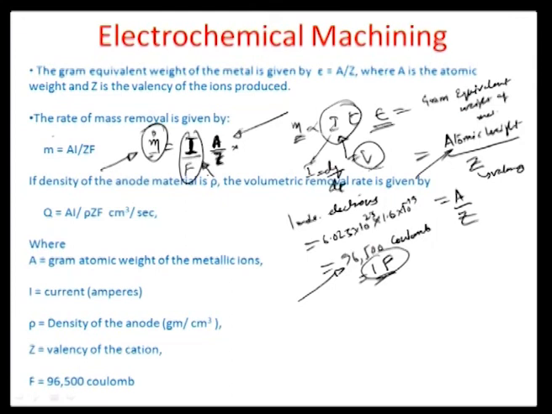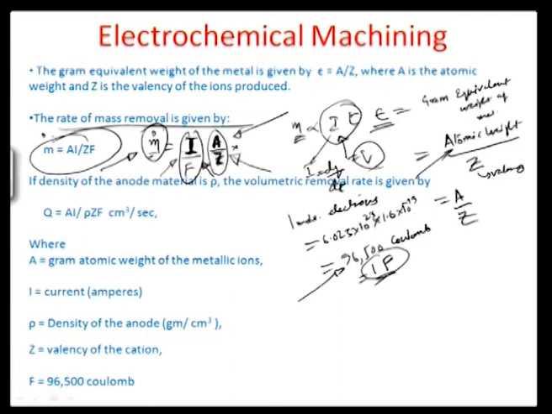So basically, the mass removal rate of an ECM process is therefore given by this term M dot equals AI by ZF. Just for the sake of repetition, A by Z is the atomic weight of 1 mole of a certain ion, and exactly how many moles per unit time is being flown is given by the quantity I by F. And so you are essentially looking at what is the mass rate which is coming out from the system because of the flowing of this particular charge.